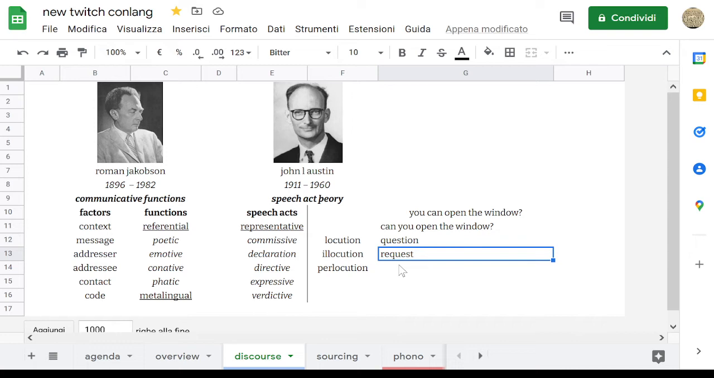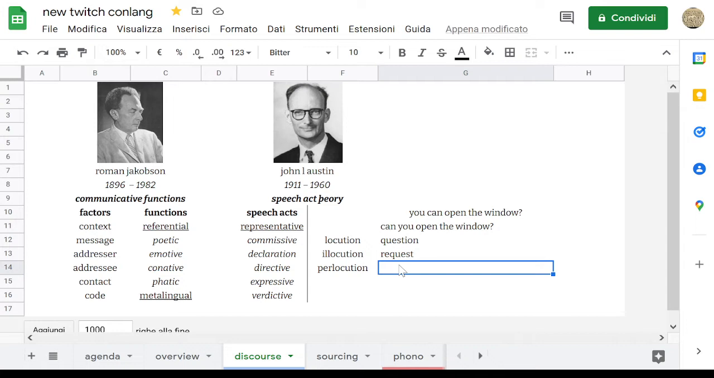Then we have the perlocution. The perlocutionary act is the actual effect of these two acts. So if in the act of saying, "Can you open the window?", your locution was that it was a question. That's how they heard it. They understood that it was a request, maybe. And then the perlocutionary act is whether or not they actually do it.